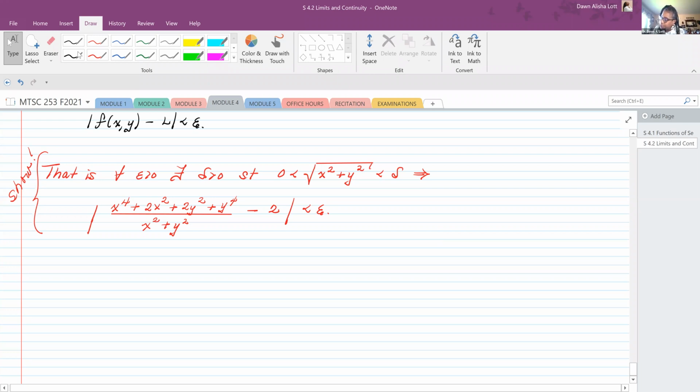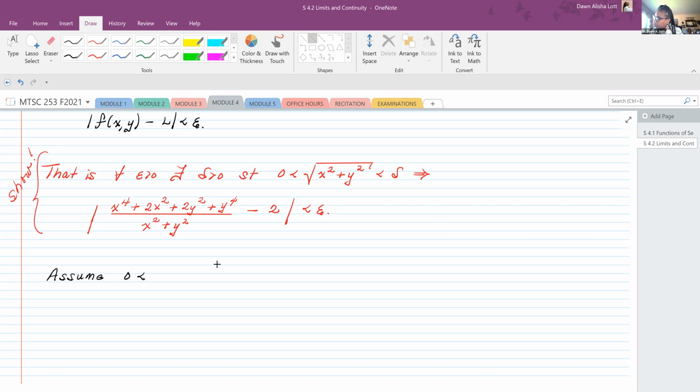So let's assume that 0 is less than the square root of x squared plus y squared, which is less than delta.